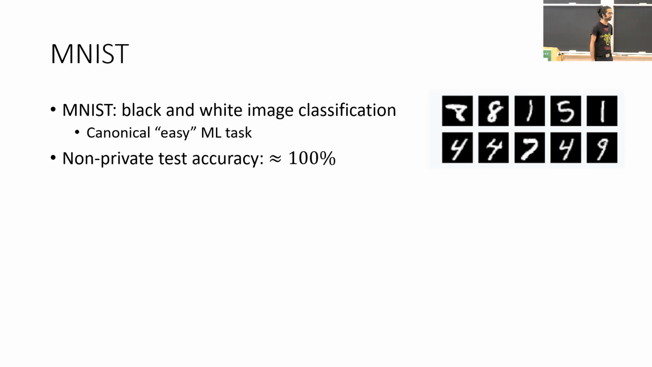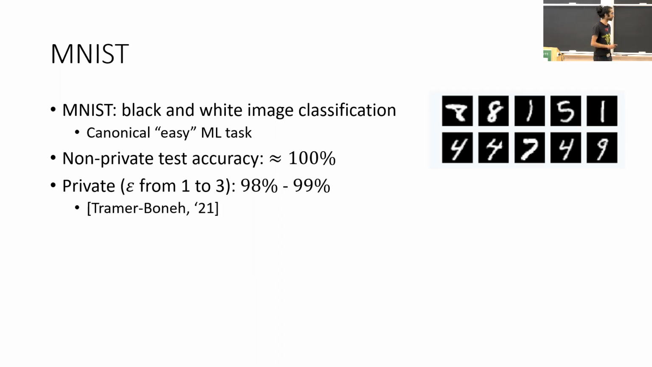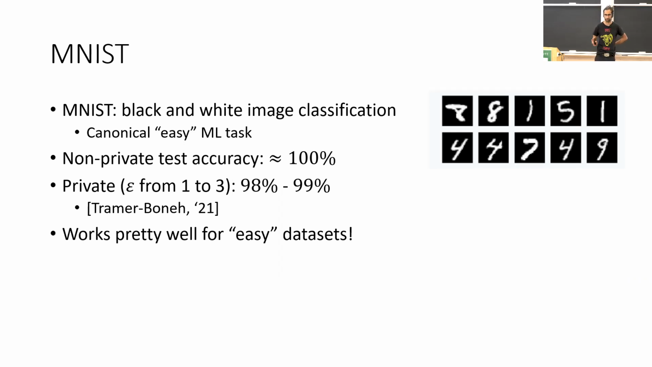In the non-private machine learning setting, it was solved the day after it was invented. You get effectively 100% accuracy. And privately, with epsilon 1 to 3, you get 98, 99% accuracy. This is in, say, Tramèr and Boneh. Yes, we can do pretty well on MNIST, so I would consider this solved. We passed the sanity check. That's machine learning 101.